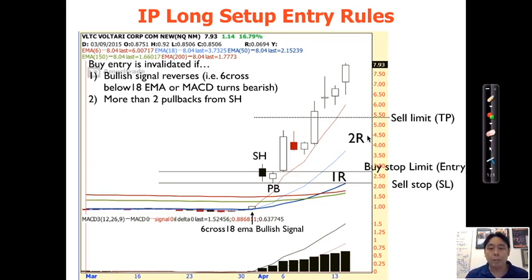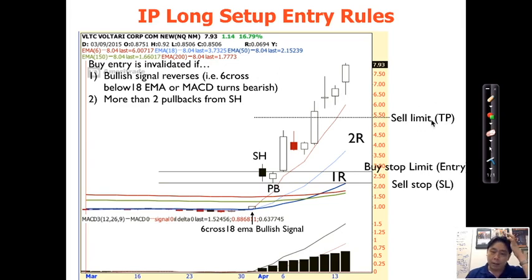So I usually put my target price at 2.5R above the entry price. I know it says 2 here, should be 2.5. So this is a buy stop limit order. That's my entry. That's my sell stop order. That's my stop loss. And that's my sell limit target price.